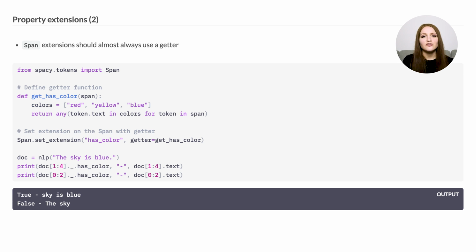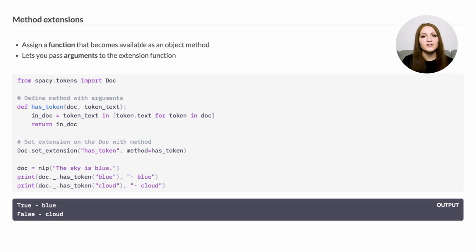If you want to set extension attributes on a span, you almost always want to use a property extension with a getter. Otherwise, you'd have to update every possible span ever by hand to set all the values. In this example, the get_has_color function takes the span and returns whether the text of any of the tokens is in the list of colors. After we've processed the doc, we can check different slices of the doc, and the custom ._.has_color property returns whether the span contains a color token or not.